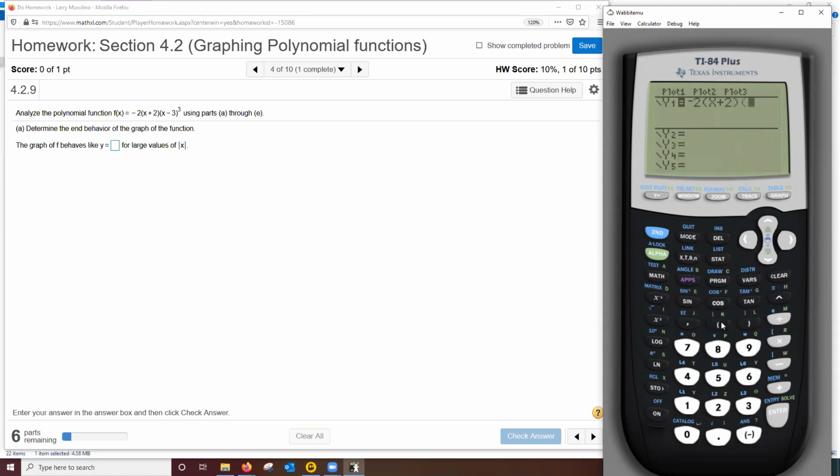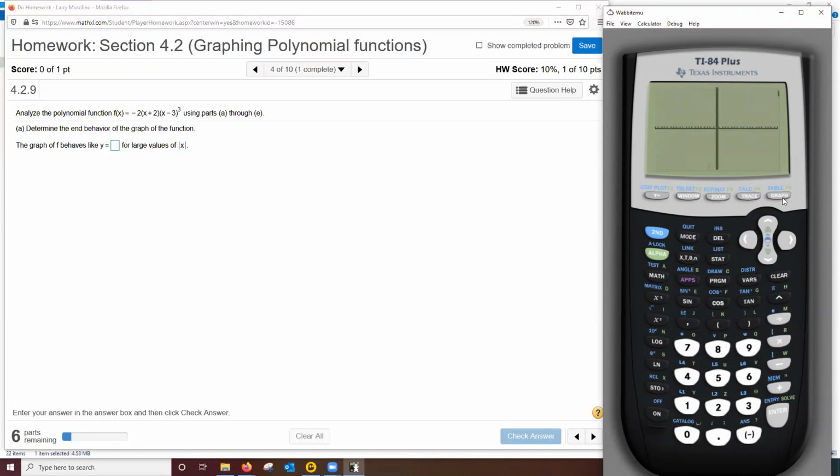And I need another parenthesis that's x. Remember, I hit this button right here for an x. X subtract 3, close the parenthesis, and now I need an exponent 3. Well, this up arrow button is the way to enter an exponent. So I'm going to hit that button and put a 3, and notice I have an exponent 3. All right, let me go ahead and click graph.